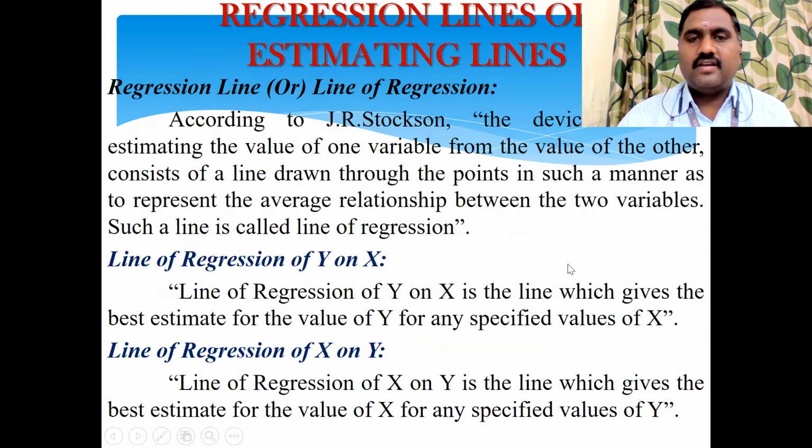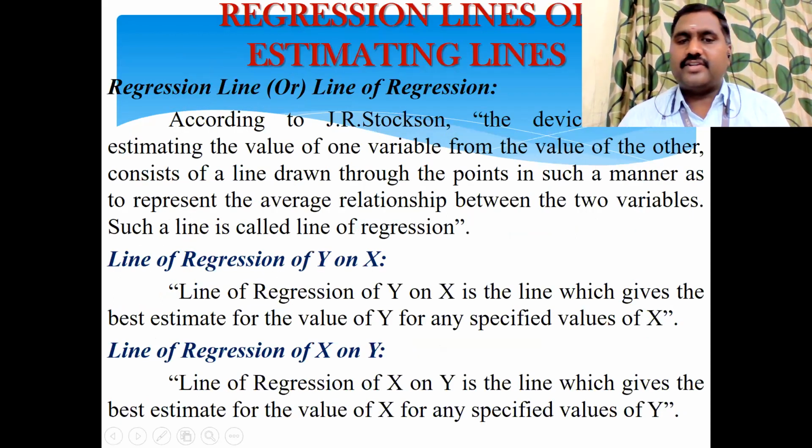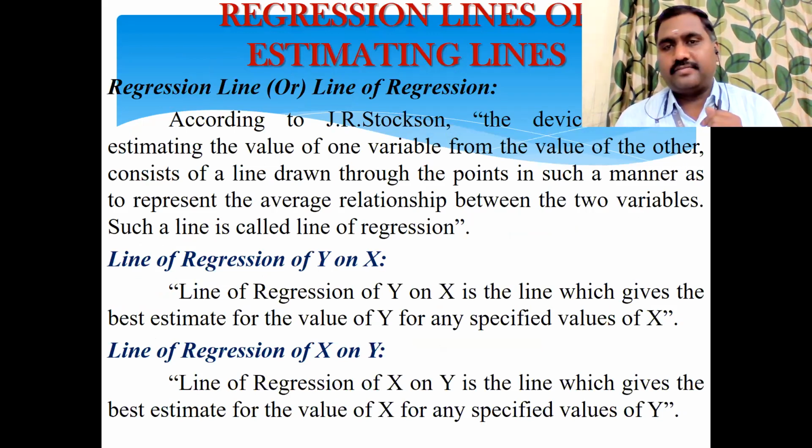Next, this is a regression line or line of regression, where we need to find out the regression equation, y on x, x on y. This is the definition given for the regression line: estimating the value of one variable from the value of the other variable. So I want to know whether y, taking y as a dependent variable, is dependent on the variable x, or vice versa. That is called a regression line.